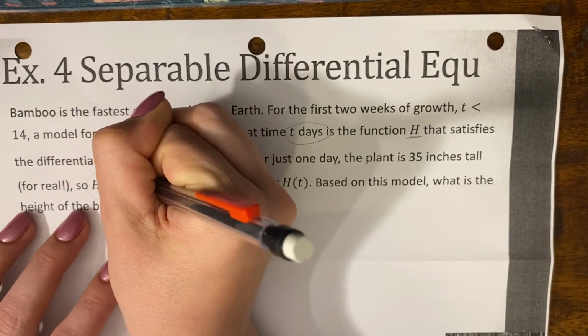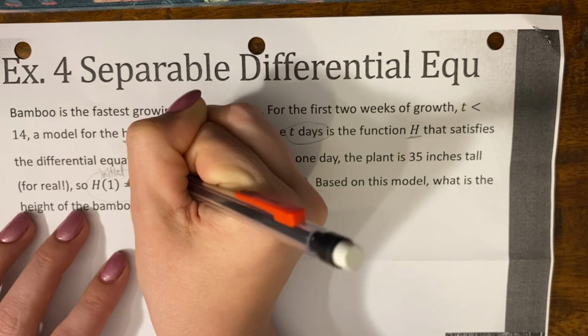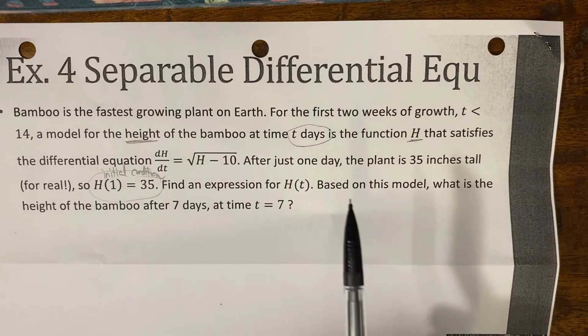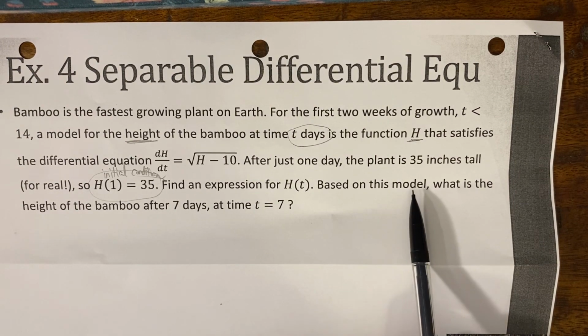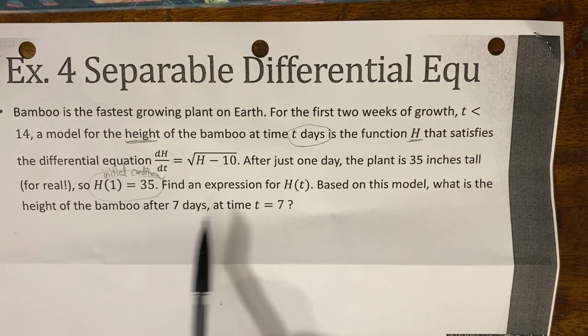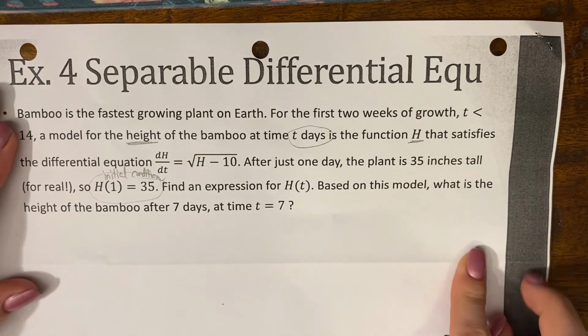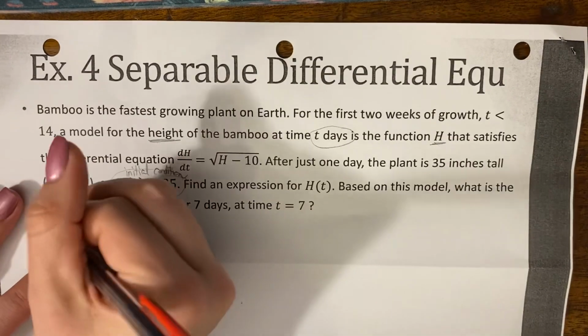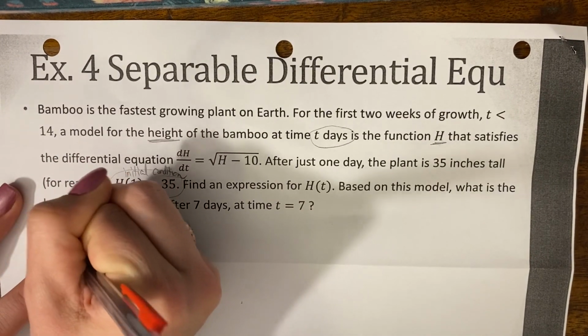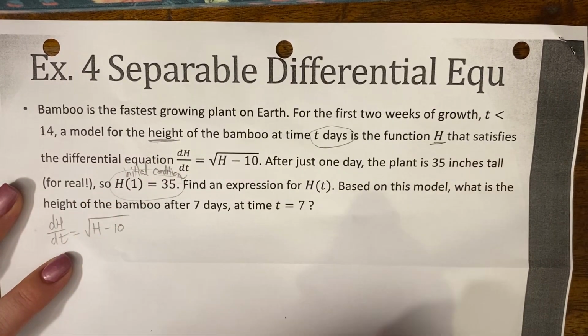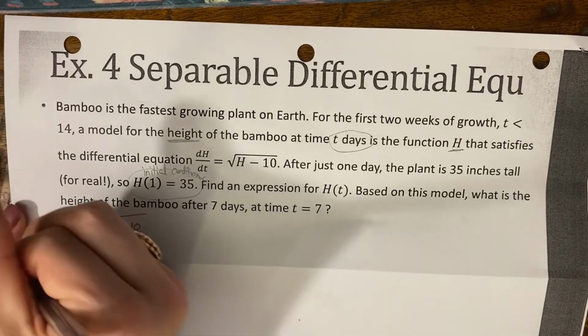Initial condition. I'm going to use my initial condition to plug in for my plus c. I'll use it in the middle of the problem. Find an expression for h of t. That's my first question, or, you know, thing I have to do. Based on this model, what is the height of the bamboo after 7 days, at time t equals 7? All right, so let's copy over this. dh/dt equals root h minus 10.